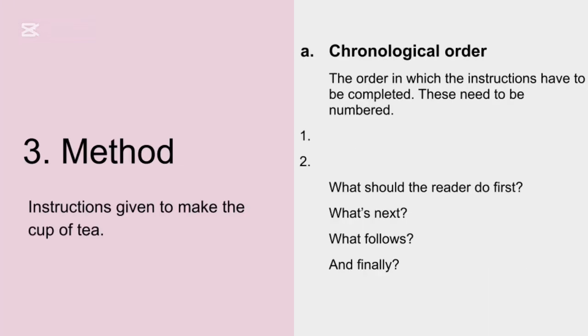Number 3, we have the method. Instructions given to make the cup of tea. These have to be in chronological order. This means the order in which the instructions have to be completed. These need to be numbered 1, 2, 3, and so forth. Chronological order helps the reader to know what they should do first, what's next, what follows, and finally.